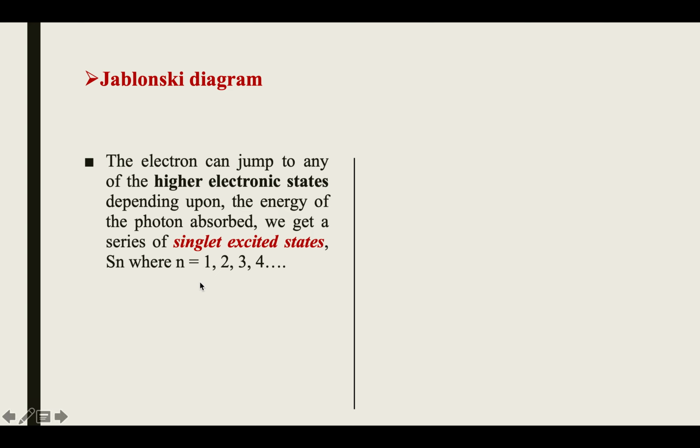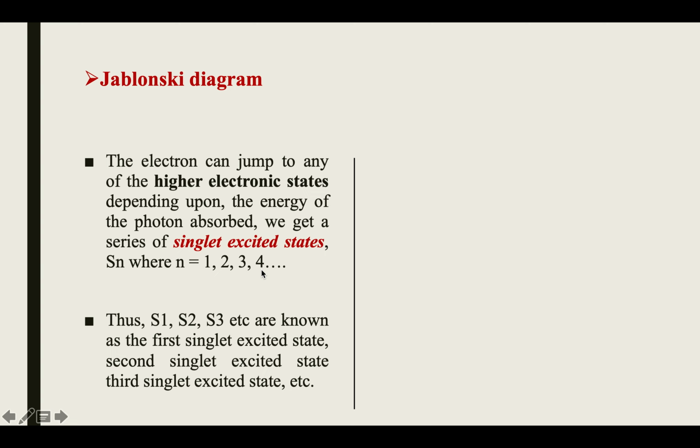That can be any n number of states, that is n can be 1, 2, 3 or 4. Thus S1, S2 and S3 etc. S1 is known as the first singlet excited state, S2 will be the second singlet excited state and S3 will be the third singlet excited state.